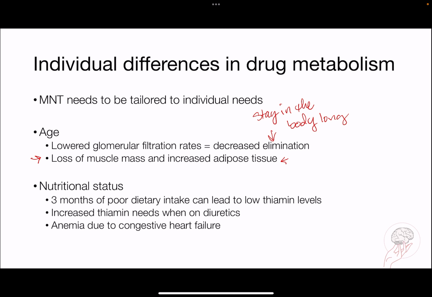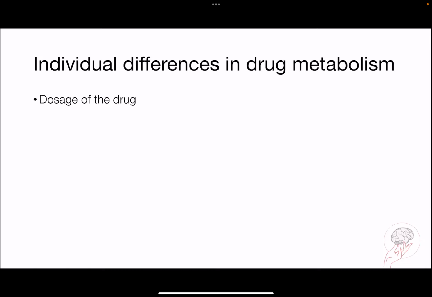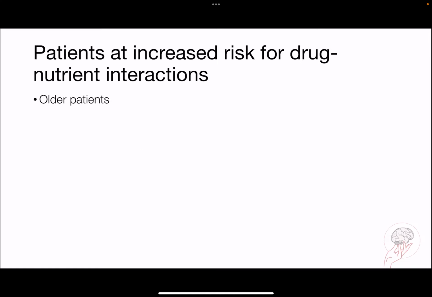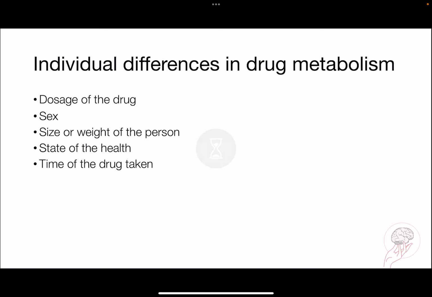Nutritional status can also affect how we metabolize drugs. So 3 months of poor dietary intake can lead to low thiamine levels, but thiamine needs will be increased if someone's on diuretics. And this can lead to an anemia due to congestive heart failure treatment. So there's many ways that food and drugs can interact. The dosage of the drug, the person's sex, the size and weight of the person, the overall state of their health, time of day the drug is taken, all will affect drug metabolism.